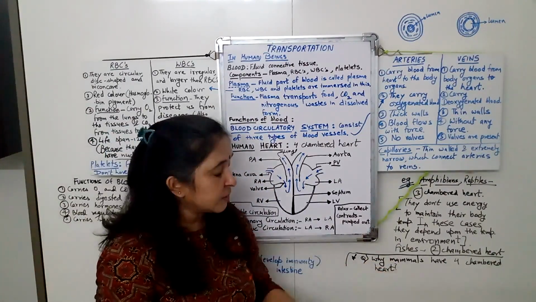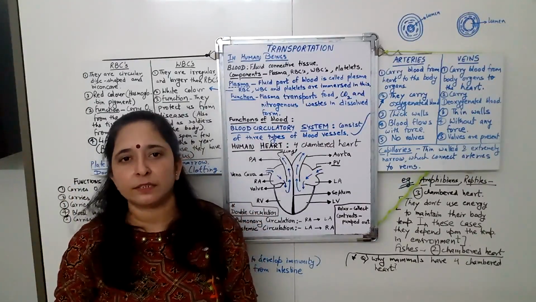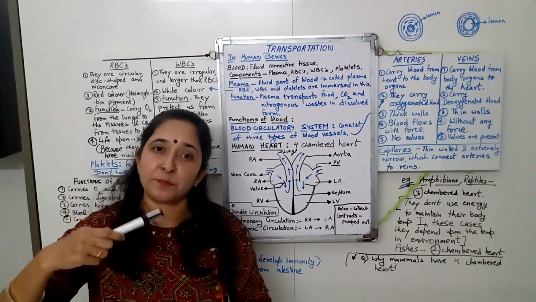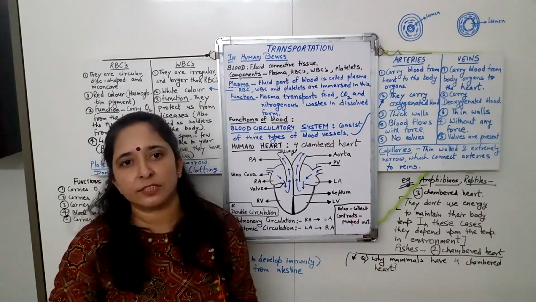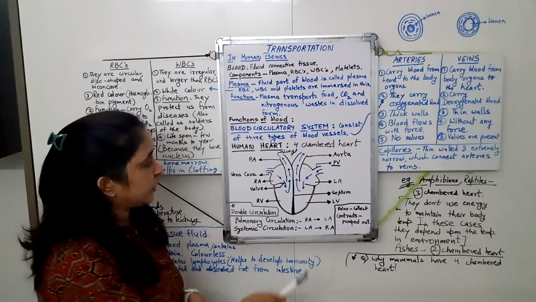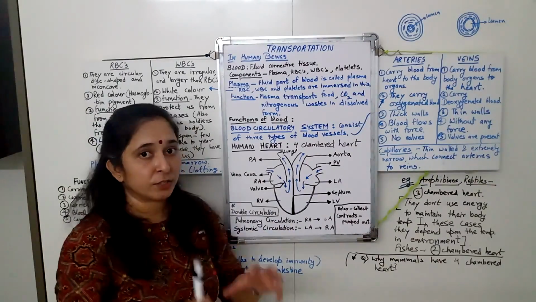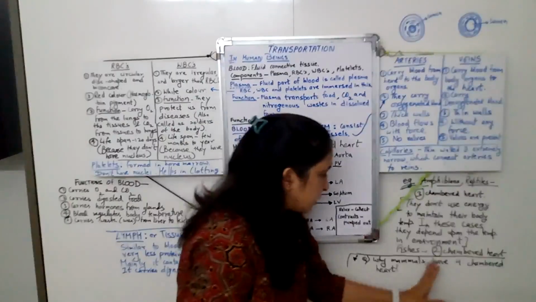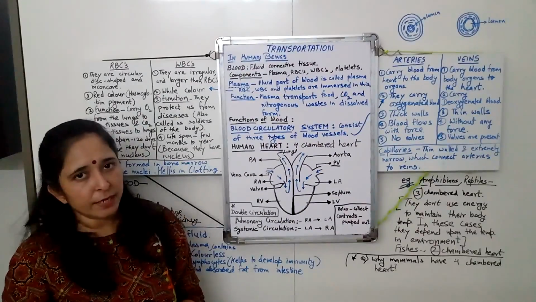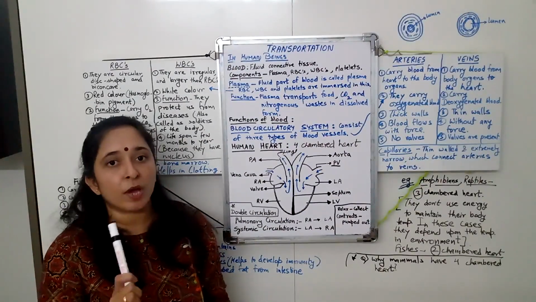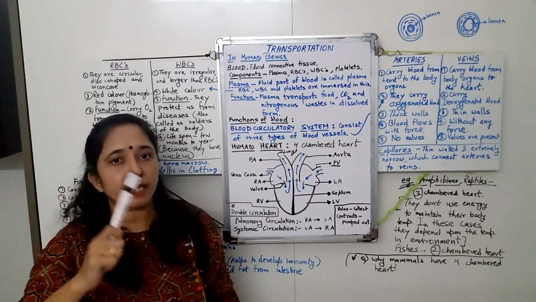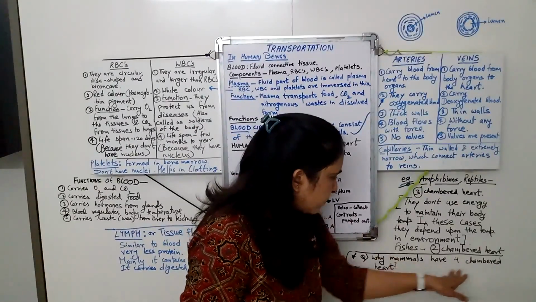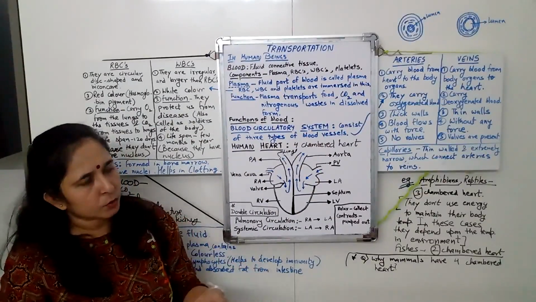And mammals and birds need a large amount of energy. Why? To maintain their body temperature. That is the extra energy they need. And that energy they take from here, because oxygenated and deoxygenated blood is separated in the case of mammals and birds. Fine. So because the energy requirement is high to maintain the body temperature, that is why mammals have the four-chambered heart.